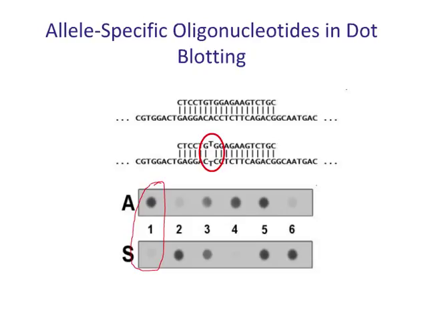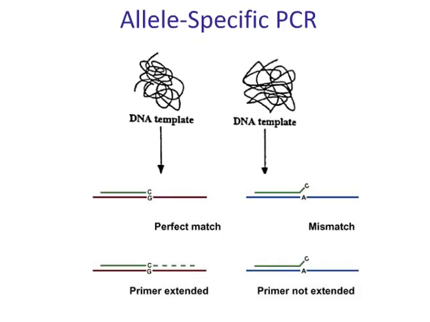On the other hand, DNA from individual number 2 was only detected with the S probe and not by the wild-type probe, so this individual must be homozygous for the sickle cell mutation. DNA isolated from individuals number 3 and 5 was detected when probed with either the A or S probe, so these individuals are heterozygous for the mutation and are carriers.